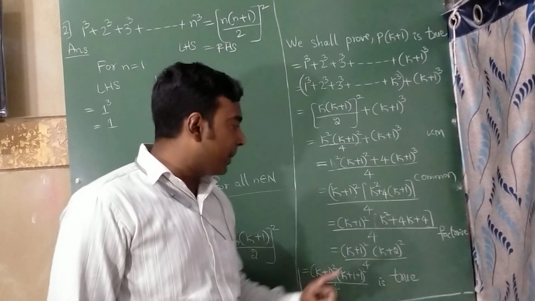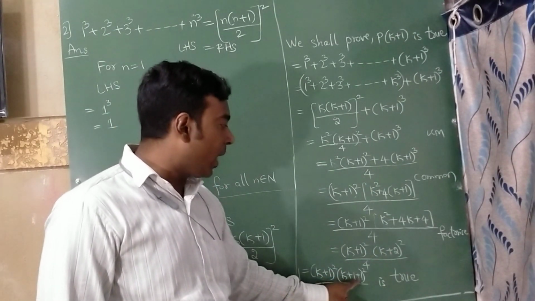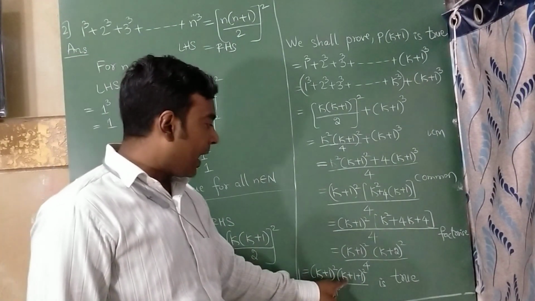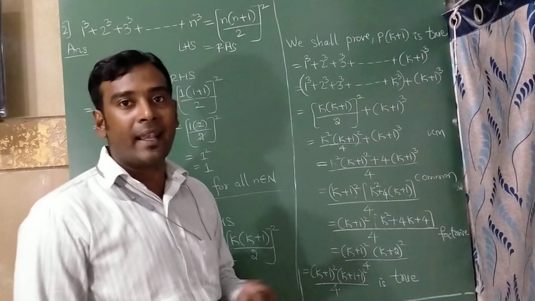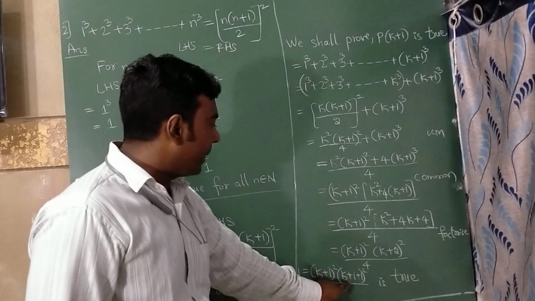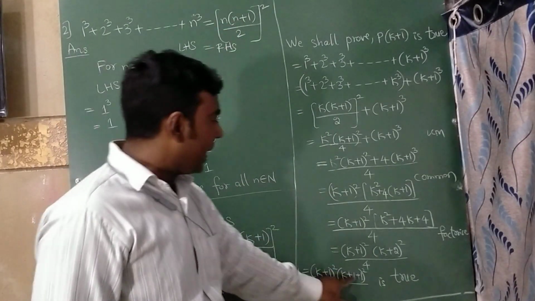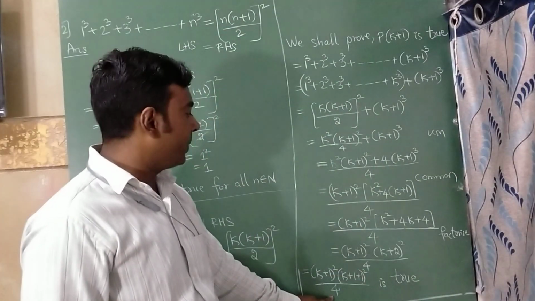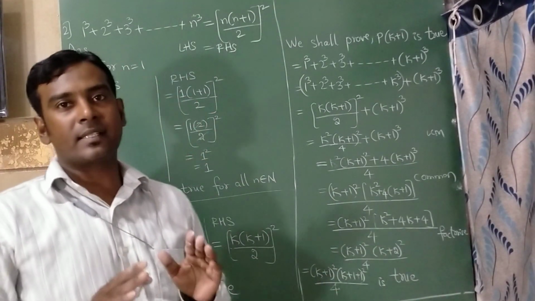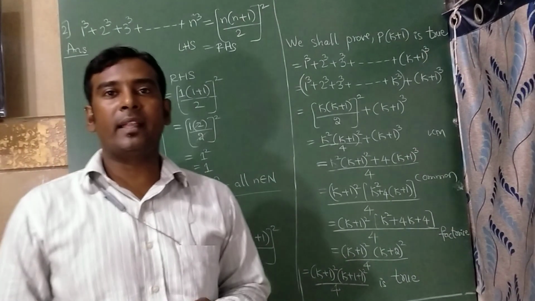Now instead of k plus 2, I have written k plus 1 plus 1. Now why did I write 1 plus 1? Because I have to replace k plus 1 by n. So k plus 1 is nothing but n. Now k plus 1 into k plus 1 plus 1 whole square divided by 4 is also true. This proves the complete second question of mathematical induction.